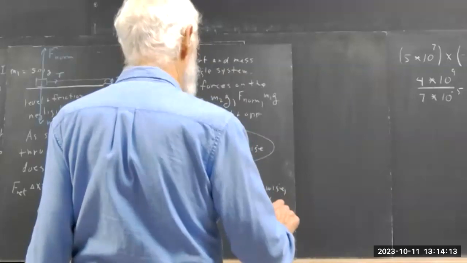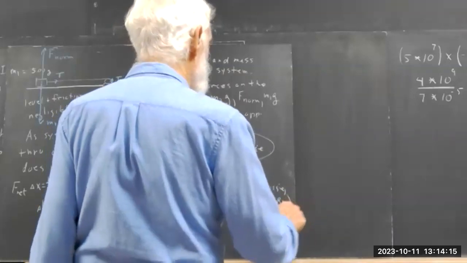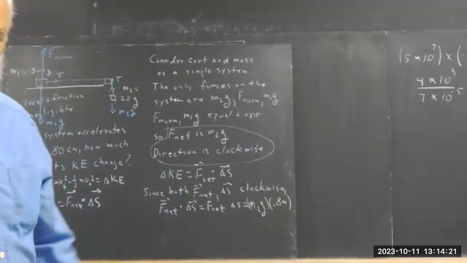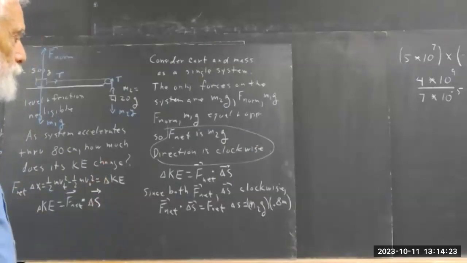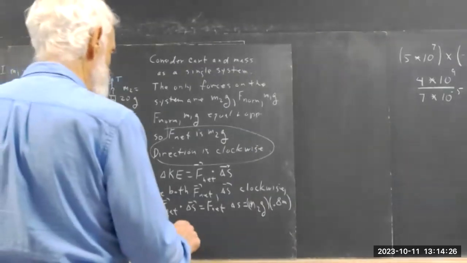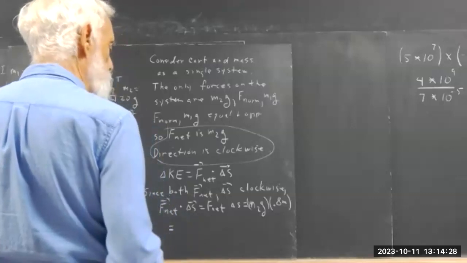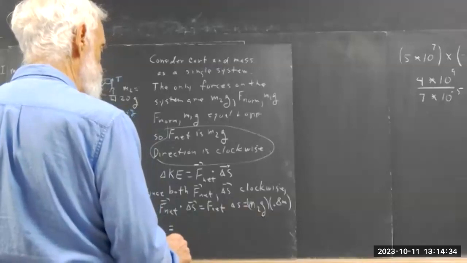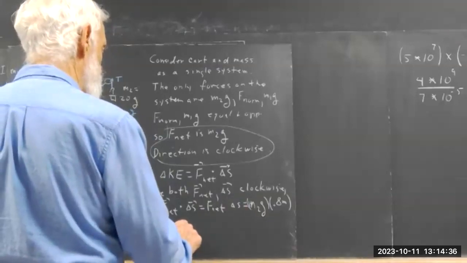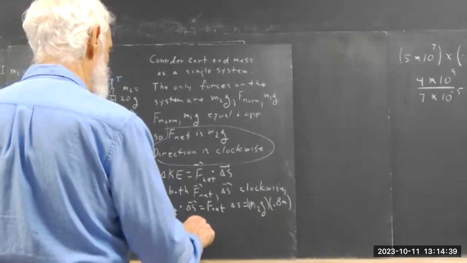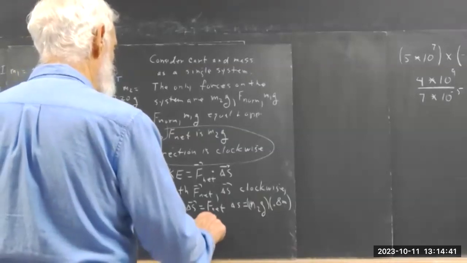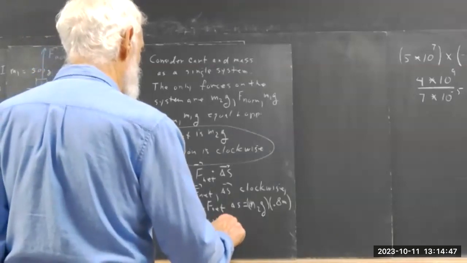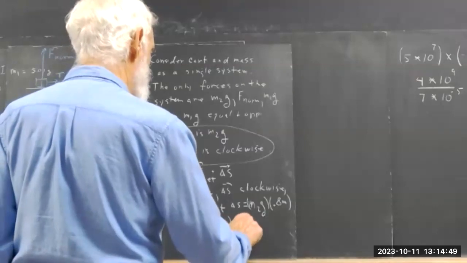I've run out of room there, so I'll write 0.8 meters. It's shorter than 80 centimeters, but we'll go with mixed units for the moment. M2 is 0.02 kilograms. I'll use 9.8 meters per second squared, but I'm going to round it off as if I'm using 10.